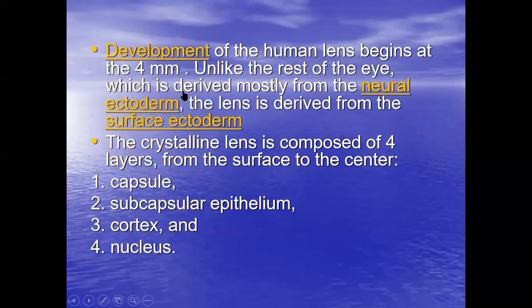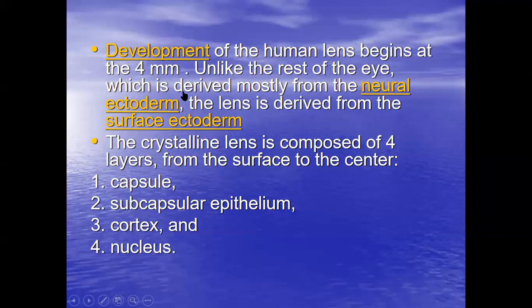How does the lens develop? Basically, it develops from the neural ectoderm and the surface ectoderm. The neural ectoderm gives origin to the eyelid, conjunctiva, the sclera, and the extraocular muscles. All the parts of the eye originate from the neural ectoderm, while the lens itself is derived from surface ectoderm. This is the embryological basis of normal human lens development.